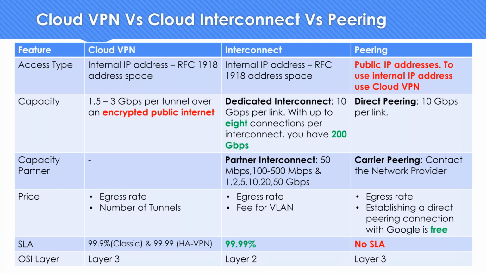The OSI layer, if you are interested: cloud VPN and peering are at layer 3, the network layer. Interconnect is going to be layer 2, which is your data link layer.